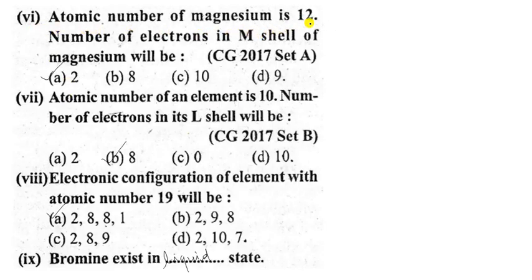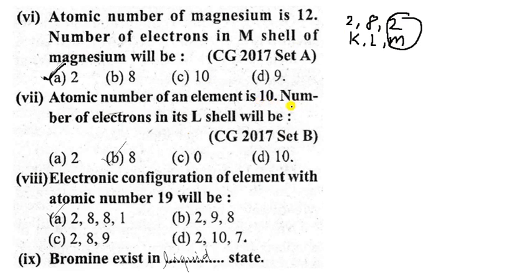Now come to the sixth: the atomic number of magnesium is 12. The number of electrons in the M shell of magnesium? So you have to write here 2, 8 and 2. So it is 2 electrons. You can see the atomic number. It is K, L, M. This one is K, L and M. So M has these electrons.